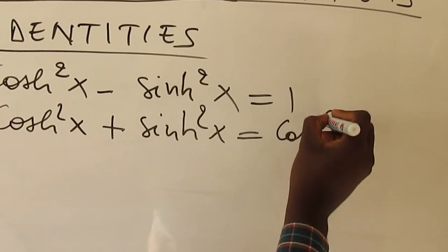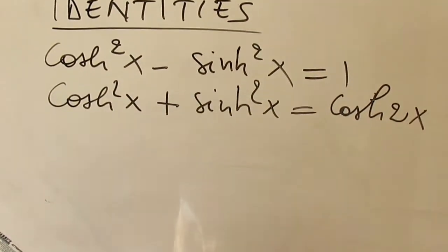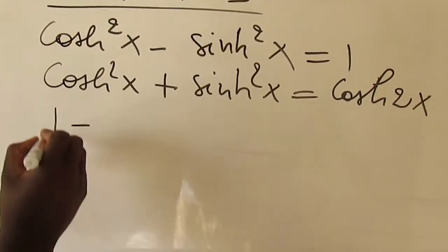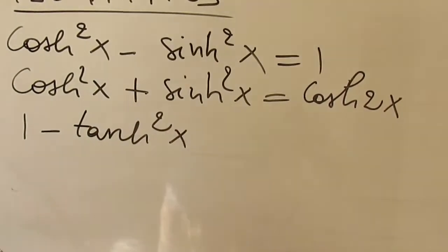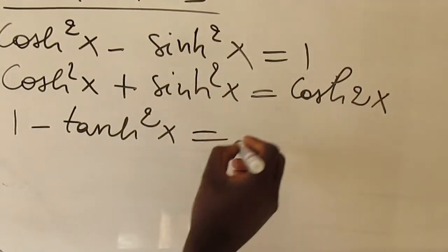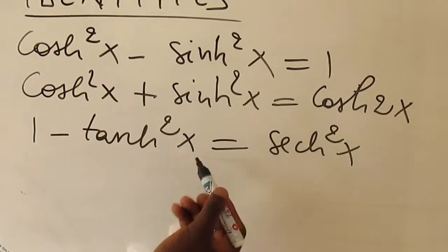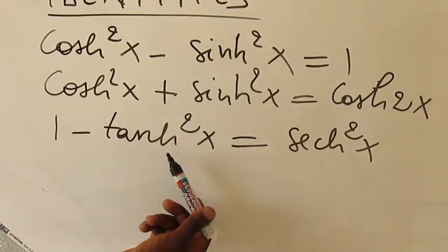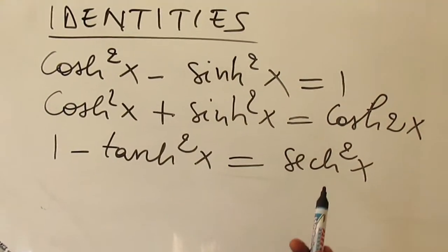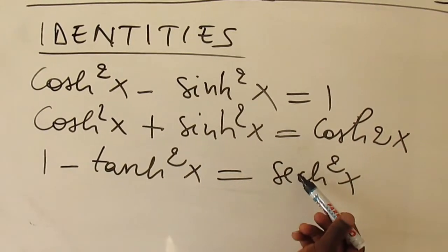This is so important, guys. Please, this is so important. And we also have 1 minus tanh squared of x, which gives you sech squared of x. But with trigonometric functions, it's 1 plus tan squared, which gives us sec squared. But here in hyperbolic, it's 1 minus. So this is the only difference.